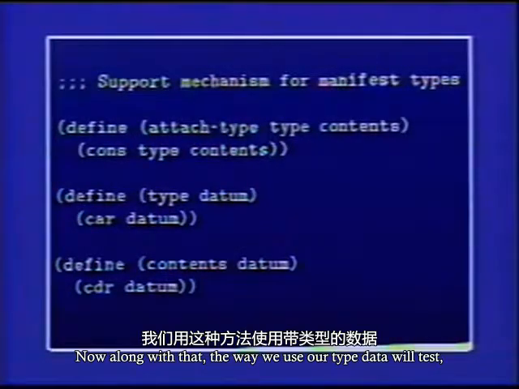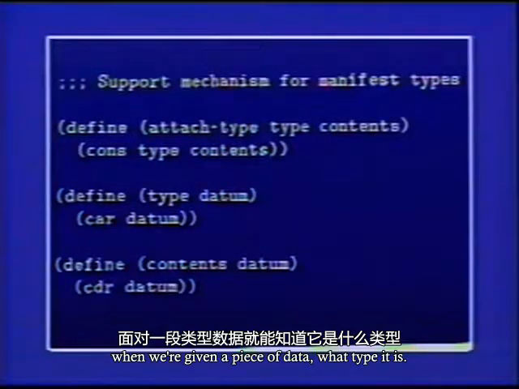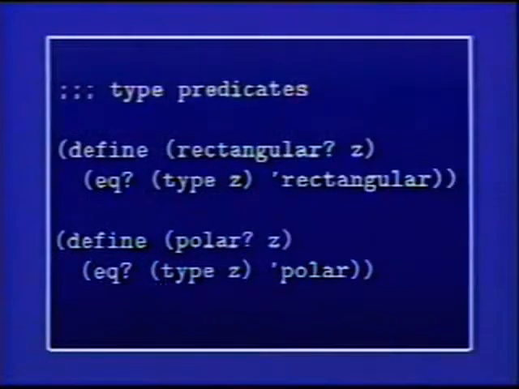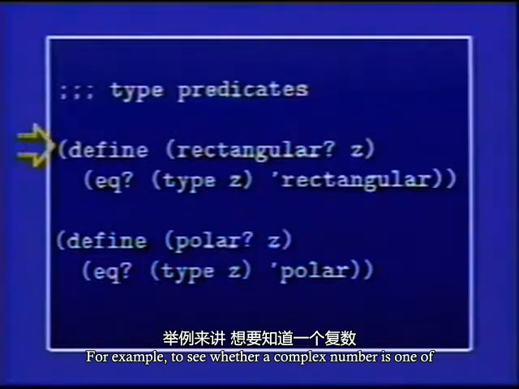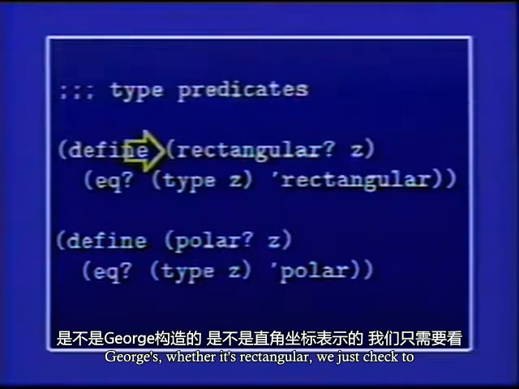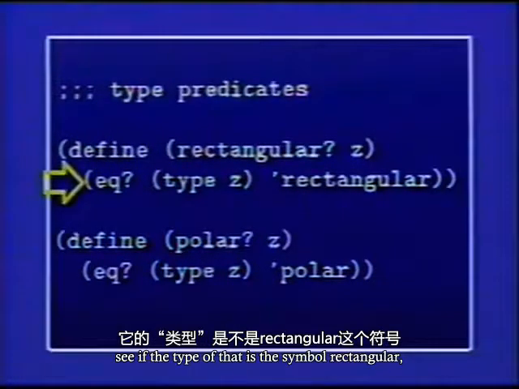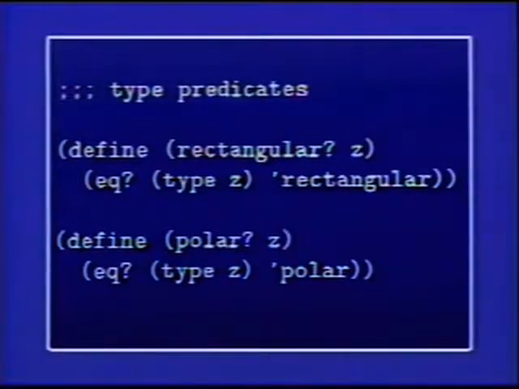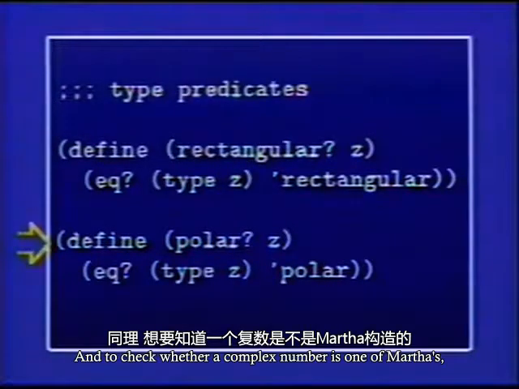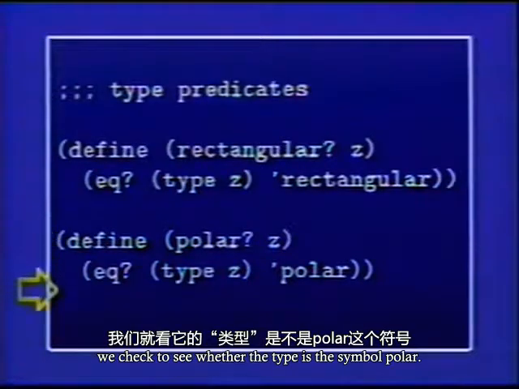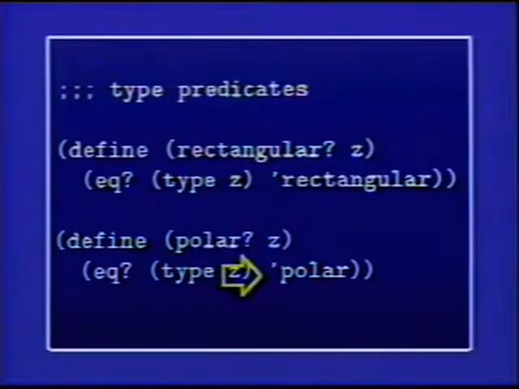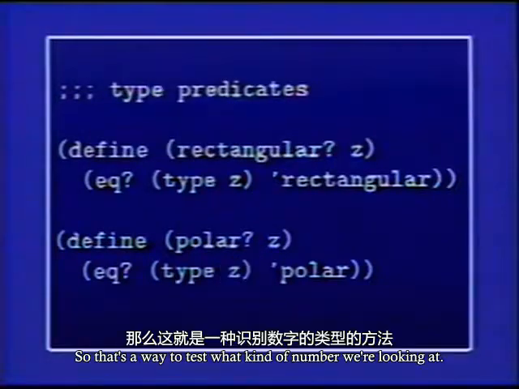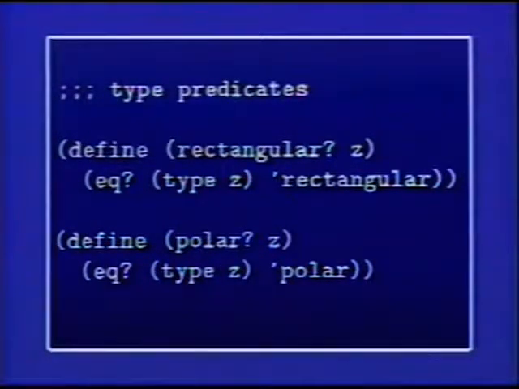Now, along with that, the way we use our typed data is we'll test, when we're given a piece of data, what type it is. So we have some type predicates. For example, to see whether a complex number is one of George's, whether it's rectangular, we just check to see if the type of that is the symbol rectangular. And to check whether a complex number is one of Martha's, we check to see whether the type is the symbol polar. That's a way to test what kind of number we're looking at.